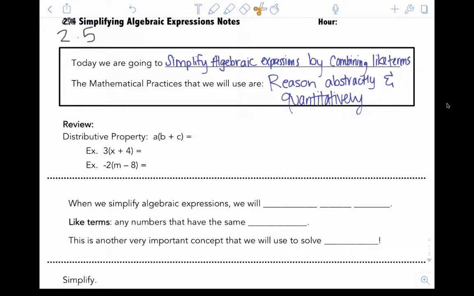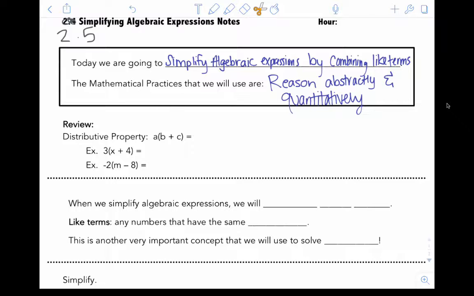So for section 2.5, simplifying algebraic expressions, we're going to simplify algebraic expressions by combining like terms. This is stuff that you have done before, but we're going to continue to reason abstractly and quantitatively, which means that we're going to keep thinking about math in different ways, and we're going to be thinking about variables mixed with numbers, and put all of that together.